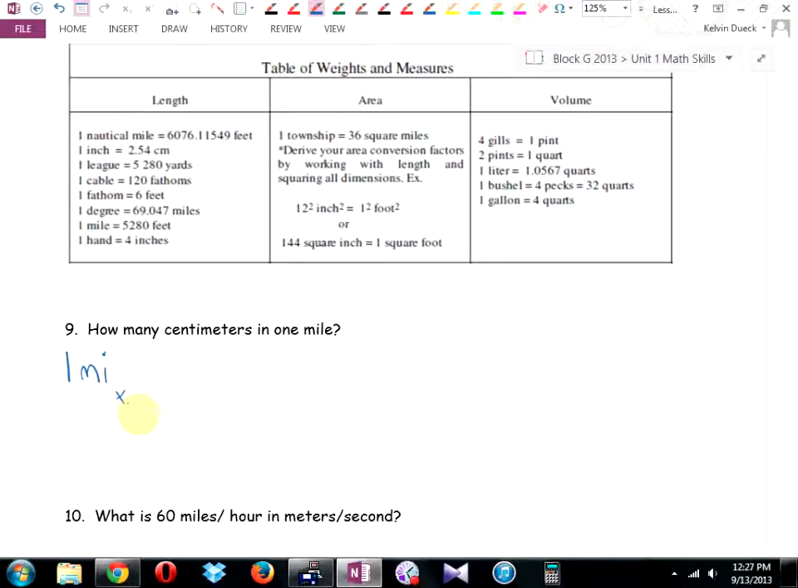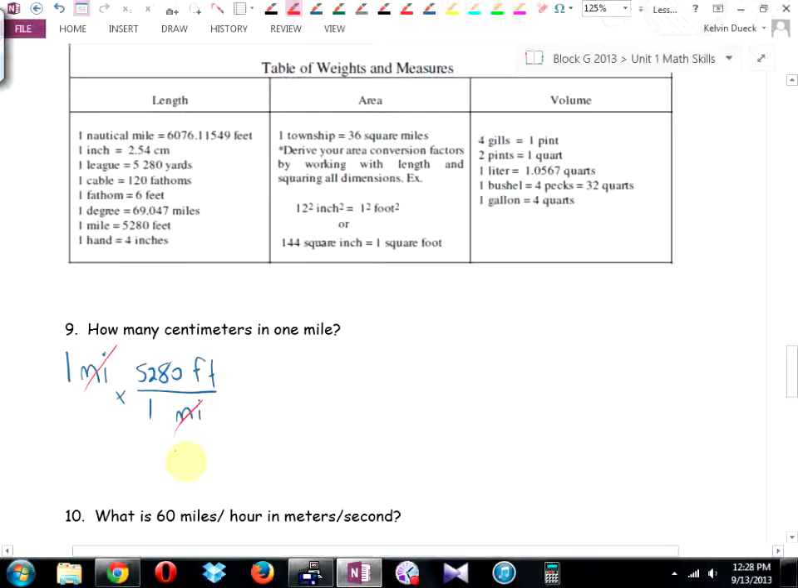Okay. Miles on the bottom, feet on the top. What is the conversion factor that relates miles and feet from this chart? How many feet is how many miles? 1 mile. What happened to the miles, Shaq? They cancel. Right now we're in feet.